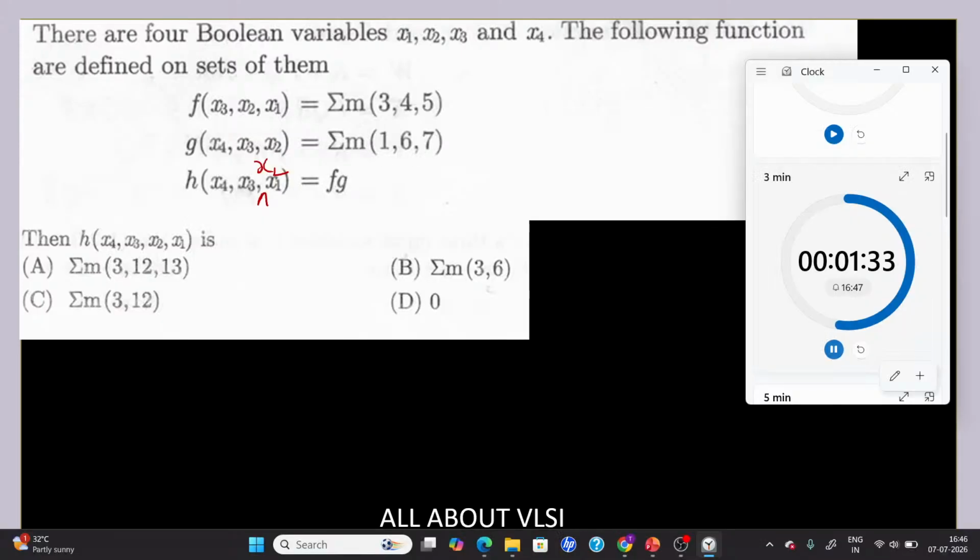So we are given a function with variables x3, x2, x1, and another function with variables x4, x3, x2, and another function h, which is a function of all four variables x4, x3, x2, x1, and it is f into g. And we need to find out what is f into g. That's the question.